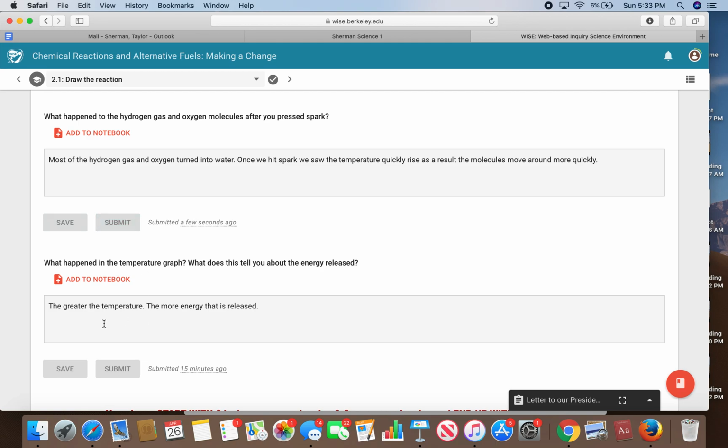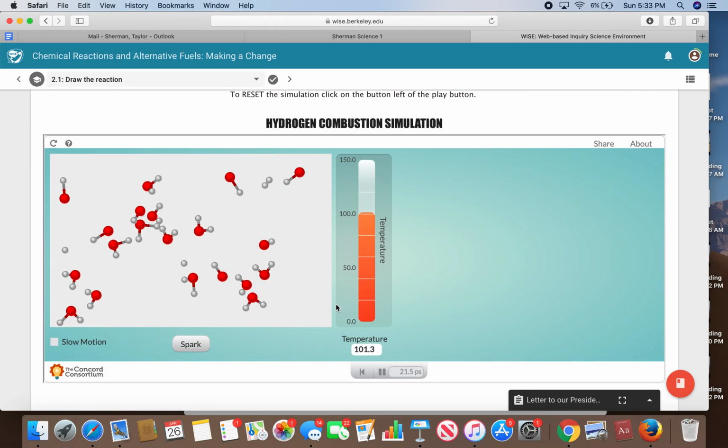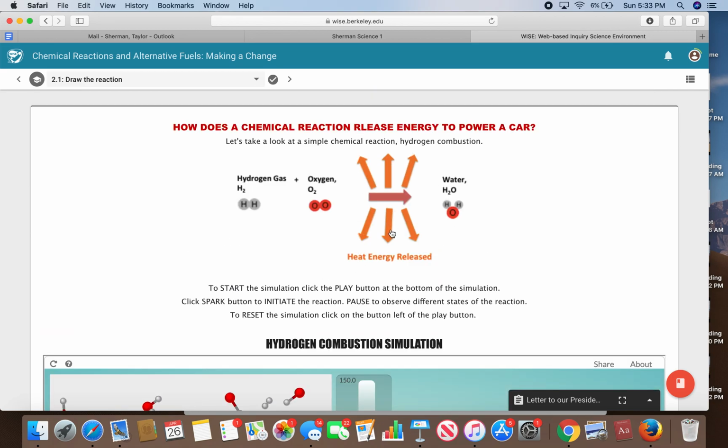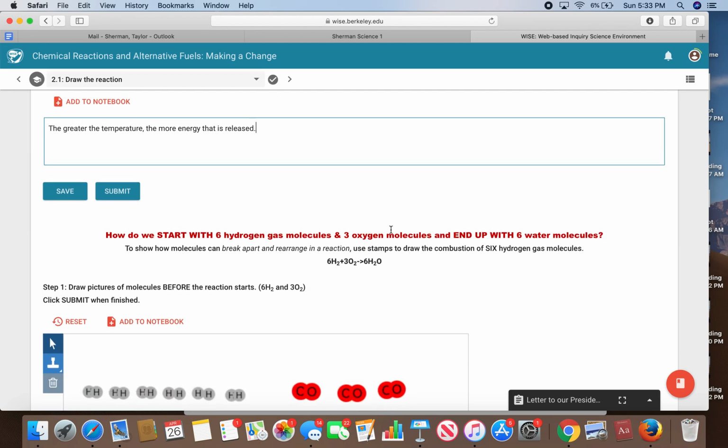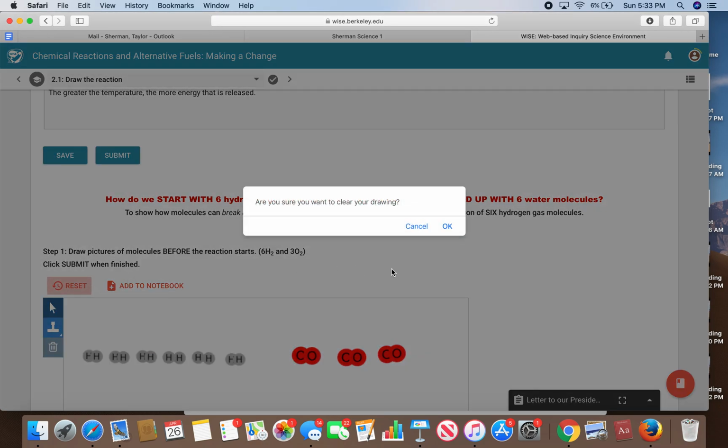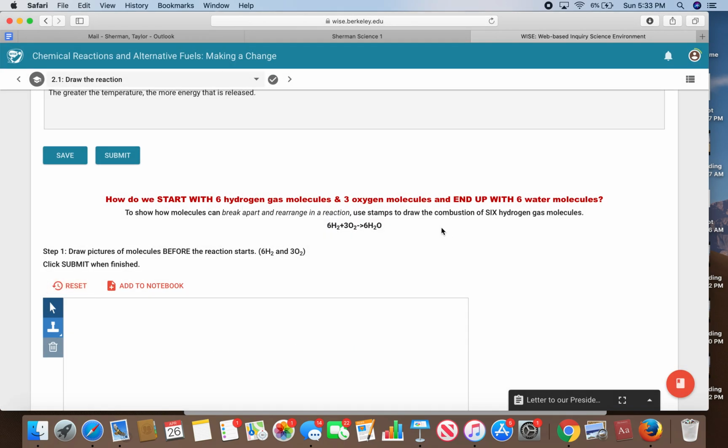So the greater the temperature, the more energy that's released as a result, right? And we can kind of see that here in the beginning of the equation. All right. Okay, finally. So I'm going to go ahead and click reset on this just because I want to show you how to do it. So it says, how do we start with 6 hydrogen gas molecules and 3 oxygen molecules and end up with 6 water molecules? Because we know that this has to equal one another, right? So we have 6 hydrogens.